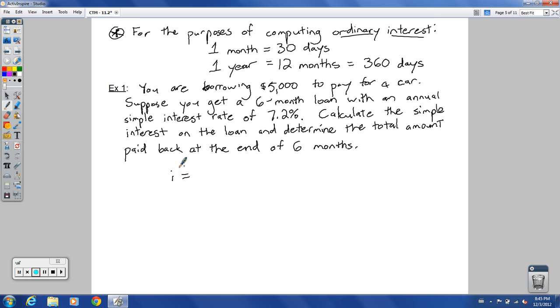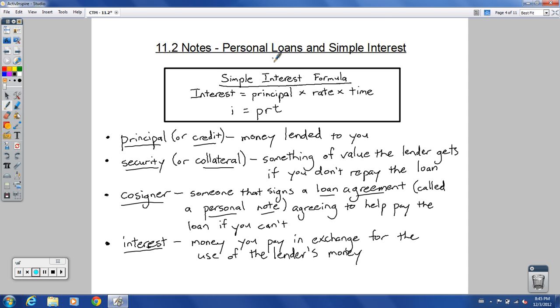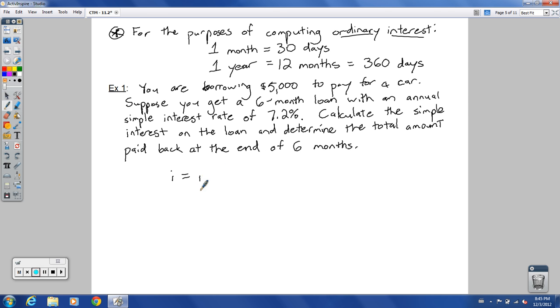We're just going to use this equation, so going back to here. So it's a simple interest question. Use the simple interest formula. I equals P times R times T. And what is that going to equal? What is the principal? The principal right up here, which you borrowed, was $5,000. That's the amount you borrowed. This number is going to be 0.072.